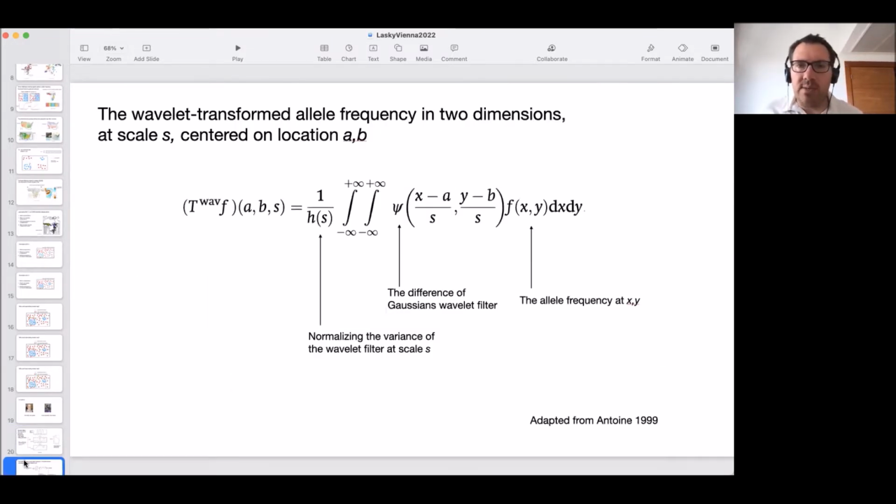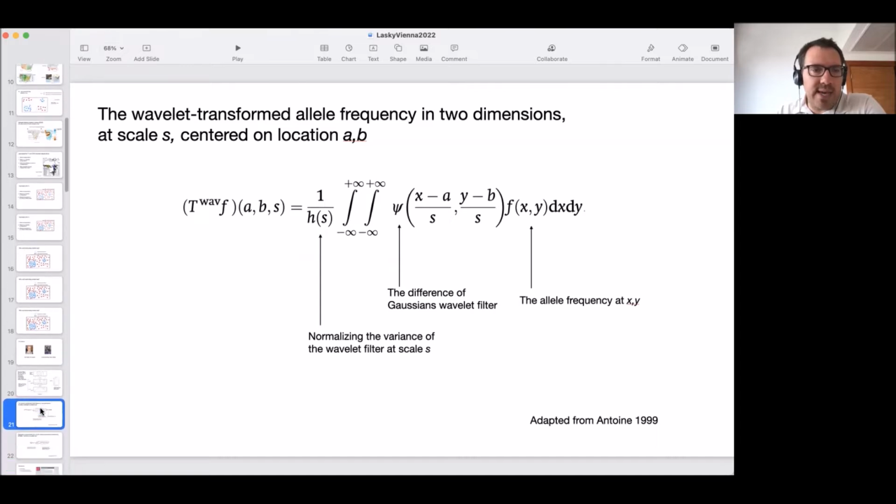So to give you something a little bit more concrete about how this works, we have the difference of Gaussians wavelet filter. I'm not going to dissect everything that's in it, but I showed you what those forms look like visually in the previous plot. Those are multiplied by the allele frequencies at a given location, and then that's integrated across space. Then that gets normalized depending on the variation in the wavelet filter at that scale. So what we then get is, for a given location, a wavelet-transformed allele frequency at a given scale.